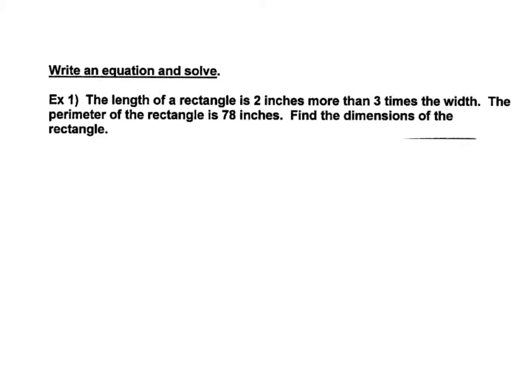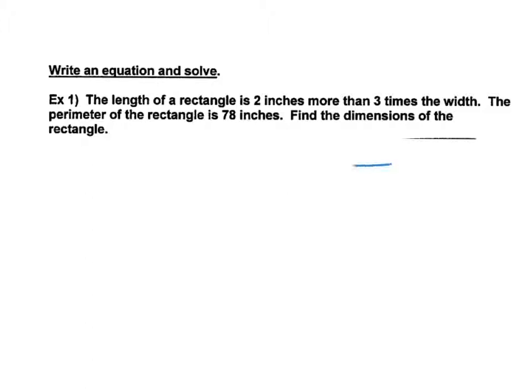The first problem says that the length of a rectangle is 2 inches more than 3 times the width. The perimeter of the rectangle is 78 inches. Find the dimensions of the rectangle. So you want to write the problem down, and then we have to translate this problem into an algebraic equation and then solve it. So let's get started.